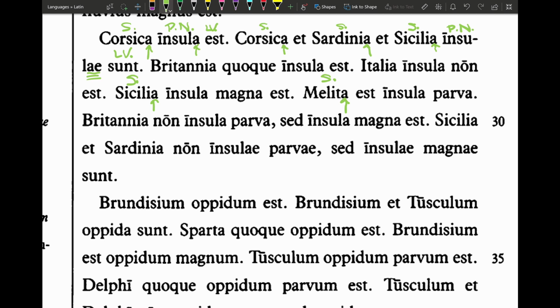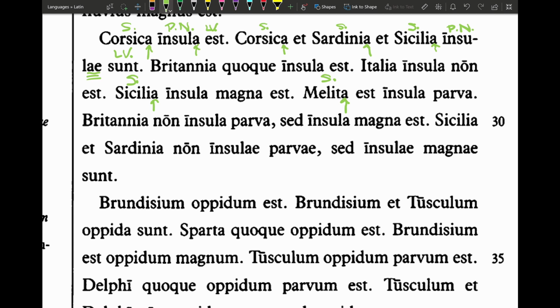Notice that it's the adjective that must agree with the noun. The noun never simply just agrees with an adjective. It is the noun that stipulates or designates how that adjective is going to agree, not the other way around. Okay, you have to remember that.